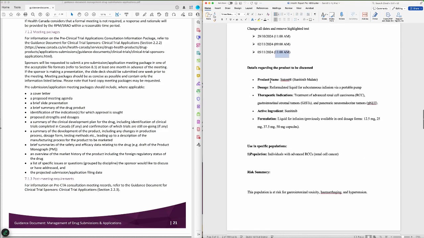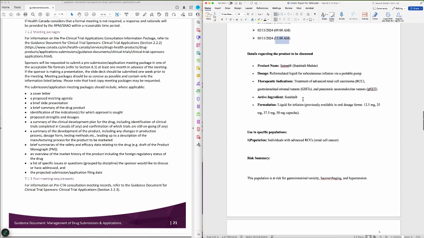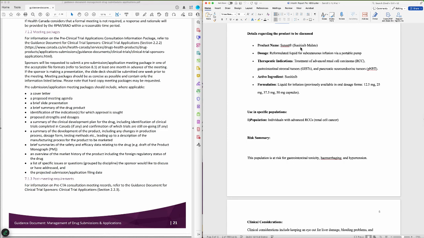Then here we continue with details regarding the product to be discussed, product name, the dosage, therapeutic indication. The information that you see here is just coming from the product monograph. Or of course, if the product is not yet on the market, as for an NDS, we can look into the investigator's brochure or any other company data that's available only to regulatory affairs specialists or staff in the company. So you as a regulatory affairs professional working for a company will have access to all of the information that you need in order to answer these questions.